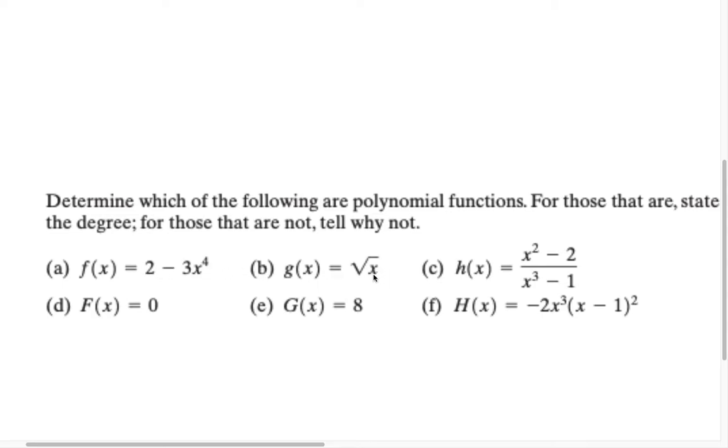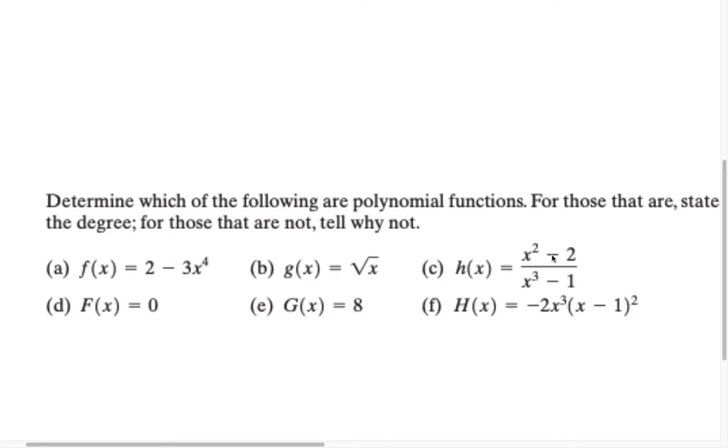And this one, b number, what is this? The power is what? X to the power half, 1 by 2. So this is not an integer. The power is not an integer here. That means this one is not a polynomial function.